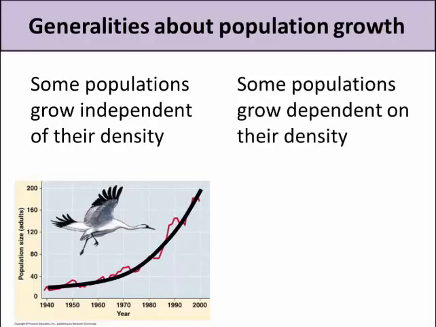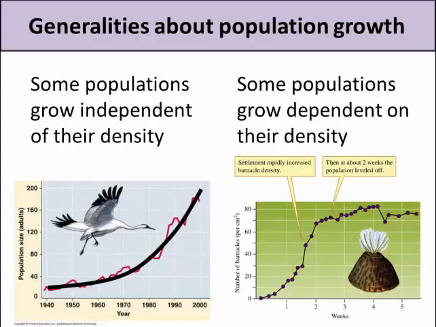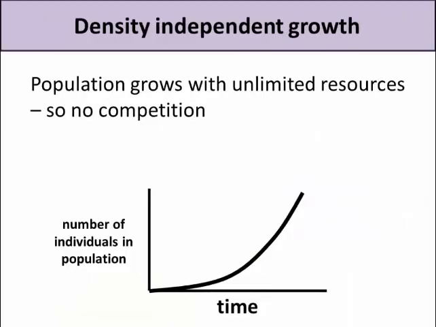The second type of population growth we're going to look at are where populations grow dependent on their density. And what that means is that birth and death rates are dependent on the number of individuals in the population. Something like barnacles would follow this type of population growth. Average line would look something like this. But here we're only going to be concerned about the first type.